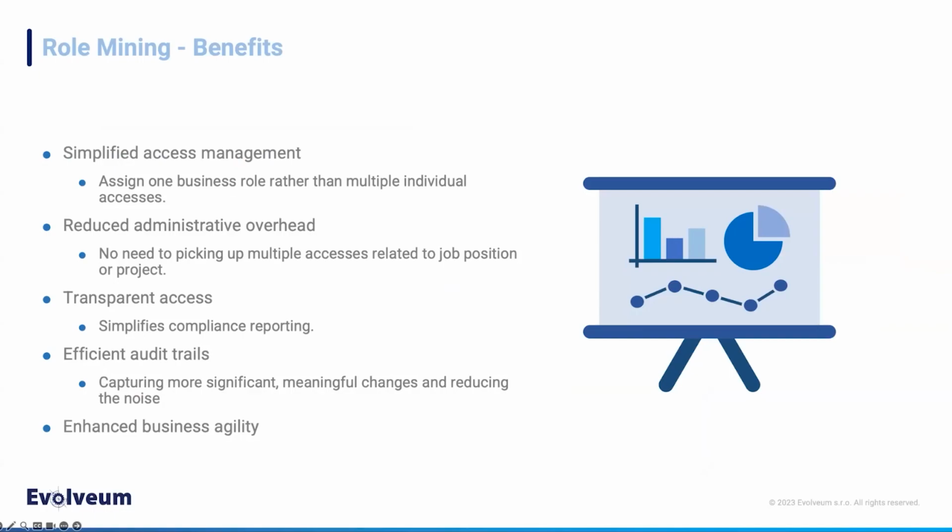It will be easier for them to have something meaningful they can understand rather than navigate through low-level permissions. Another benefit is efficient audit trails. With business roles in place, logs can capture more significant, meaningful changes and reduce the noise of granular access changes. The possibility of quick adaptation to changing business needs, ensuring that employees always have what they need, can enhance business agility.